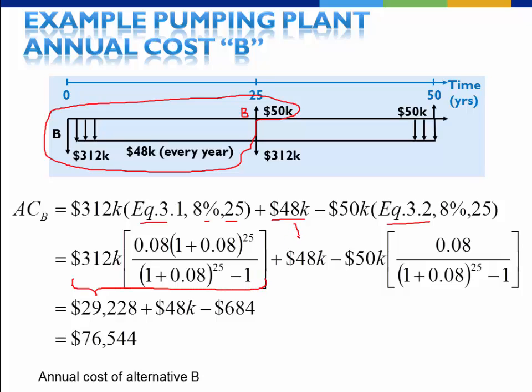Again, the operation and maintenance is already analyzed, so I'm just putting it in here. And the last term, this one, is $684. So at the end, this is the annual cost of alternative B.